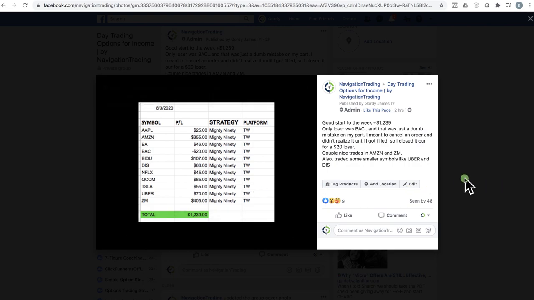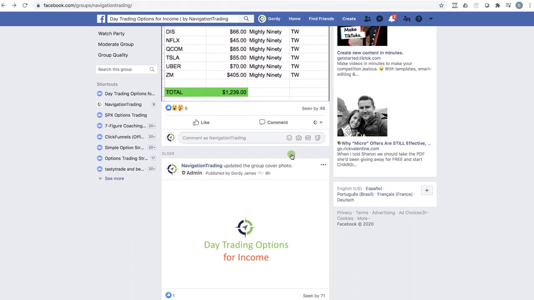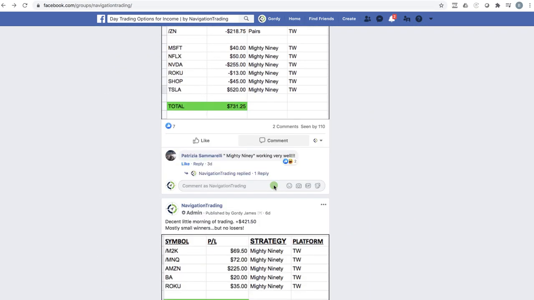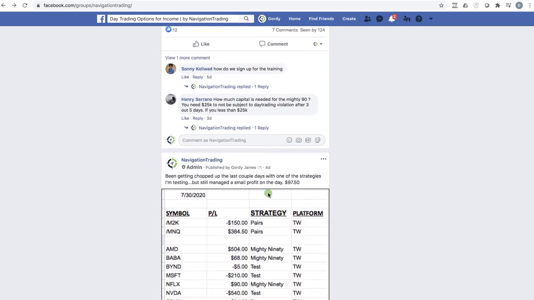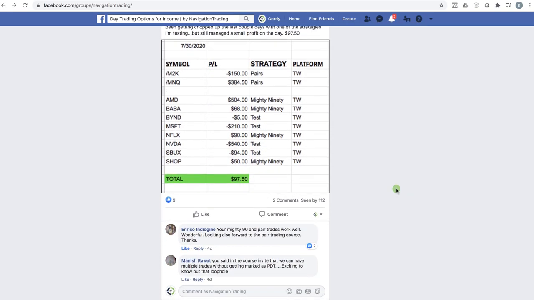On Tesla and Amazon, I think I had about $3,000 in play of buying power on those ones, but the rest were anywhere between $1,000 and $2,000 in buying power per trade. And I only had a couple of these on at a time. So maybe $4,000 or $5,000 of buying power used at any one time today and generated over $1,200. So pretty good stuff. That was today. Friday made $731, Thursday $421, $9,750. So just great performance, and can't wait to share this with you.